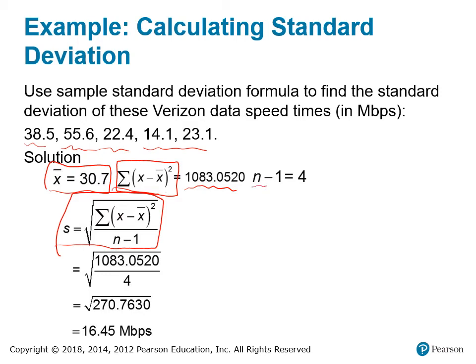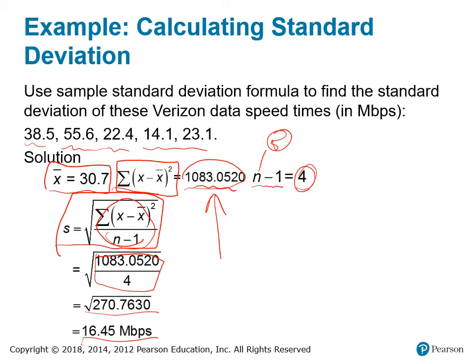And another thing we're going to need is n minus 1. Since there are 5 data values, n minus 1 would now be 4 because n is 5, the number of data values we have here. And so once we have all these values, we would take the sum of x minus x bar squared and divide by n minus 1. That's what's inside the square root. We would take the square root of that number, which would be the square root of 270, and we would get 16.45. And that sounds a lot easier than it really is, because the tricky part is getting this number right here. So if we have a systematic way of doing that, it makes it easier.